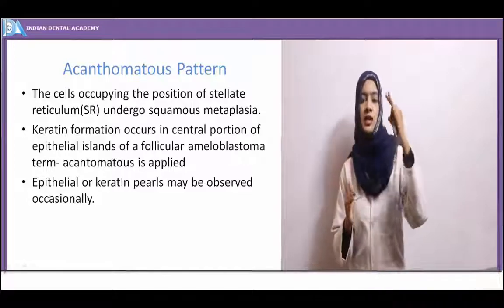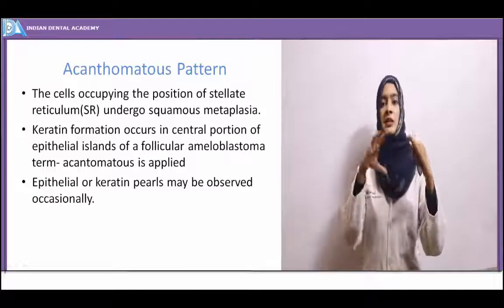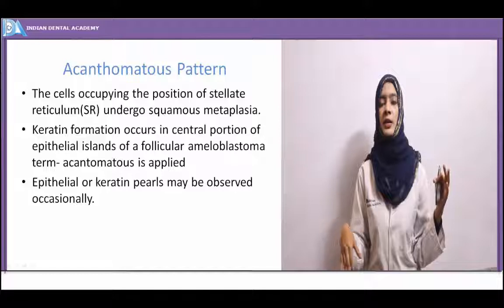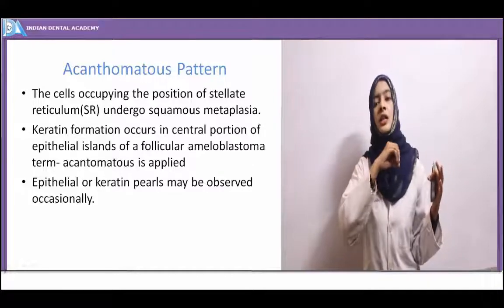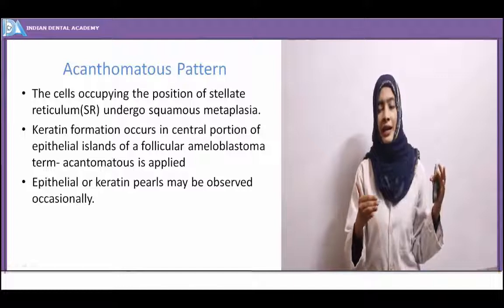Acanthomatous pattern: up till now we have clearly understood that there are ameloblast-like cells and stellate reticulum-like cells. In the acanthomatous pattern, if we see the follicular pattern ameloblastoma, the stellate reticulum-like cells undergo squamous metaplasia, that is, they show keratin pearl formation.